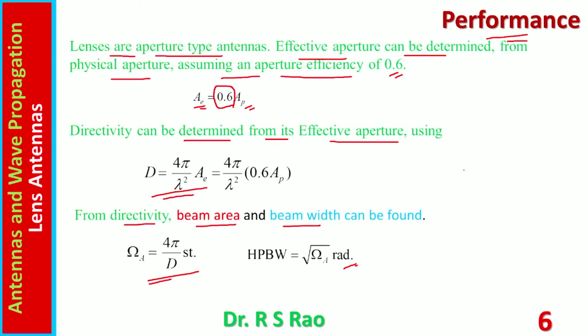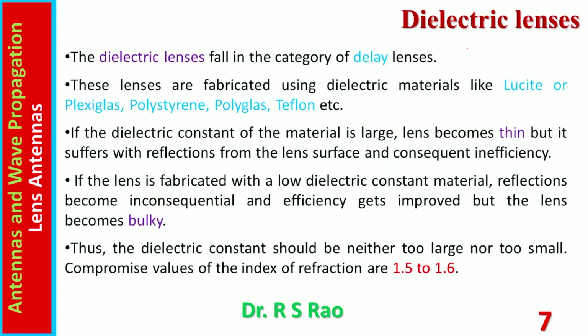Lens antennas provide a unidirectional radiation pattern, like the pattern provided by dish antennas. Now, a few points regarding dielectric lenses. In the beginning, it has been told that lenses are of two types, dielectric lenses and metal plate lenses. The points given here pertain to dielectric lenses. Dielectric lenses fall in the category of delay lenses. Delay lenses are also called slow lenses.